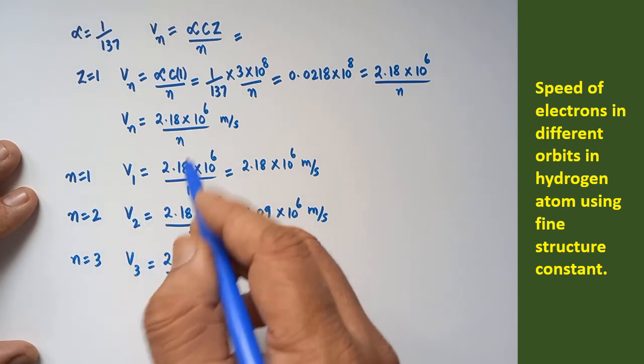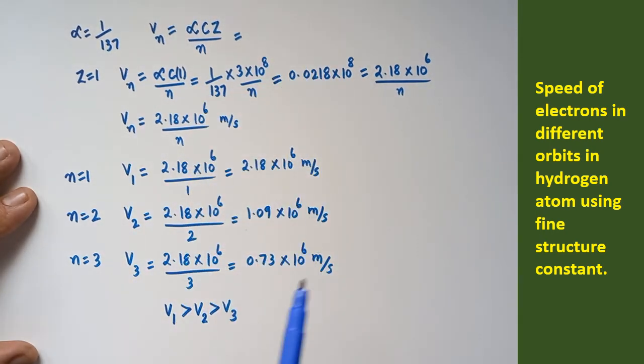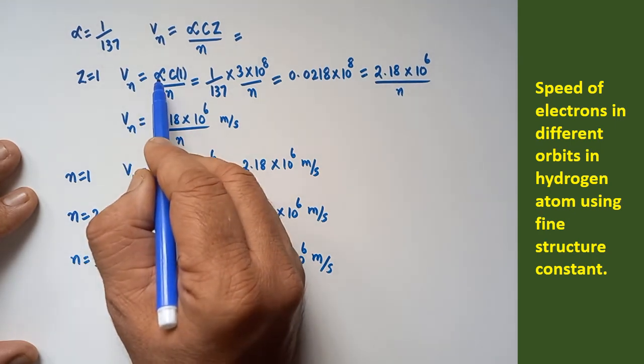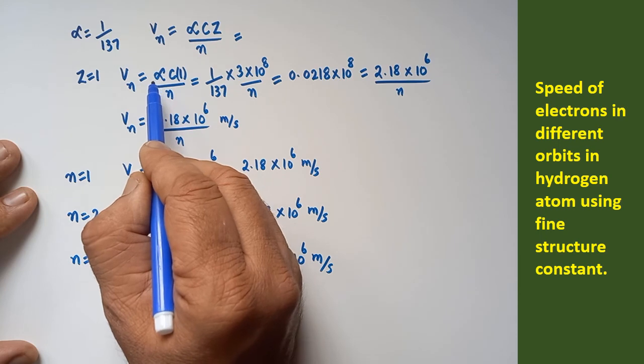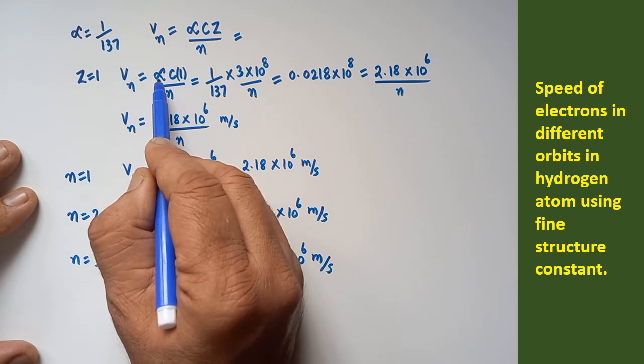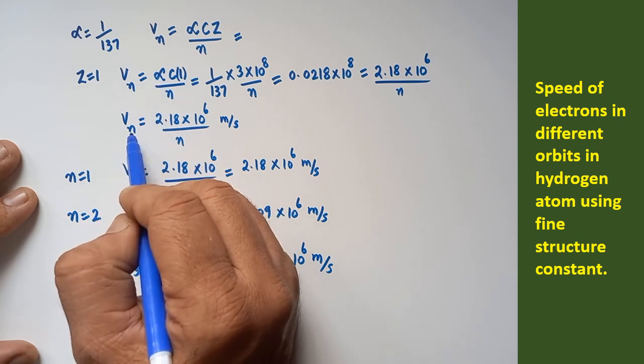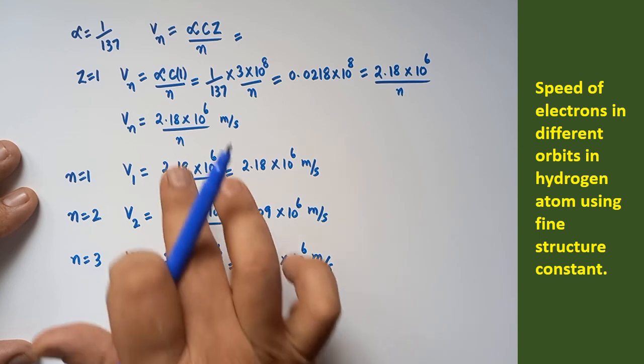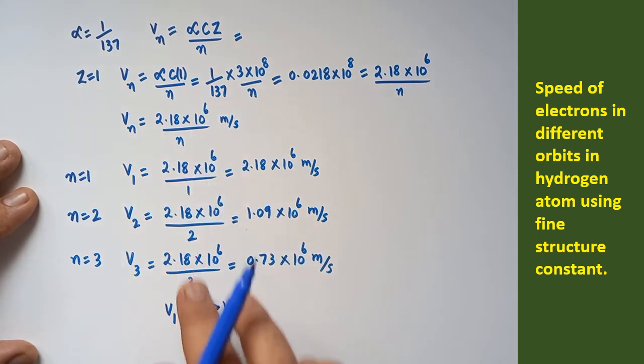Mainly the purpose of solving this problem is that the velocity is calculated with the help of the constant called fine structure constant. By using the fine structure constant, we have calculated the speed of the electron in any orbit. Okay. So be thorough with this. If any problem is asked, you can solve this. This problem is done only in the case of hydrogen atom.